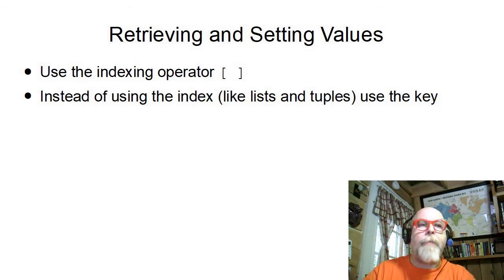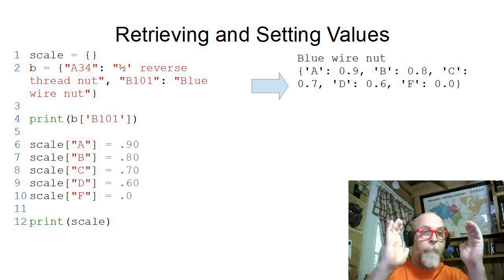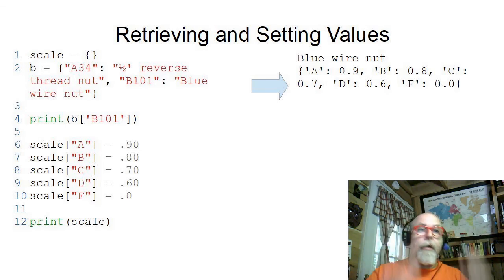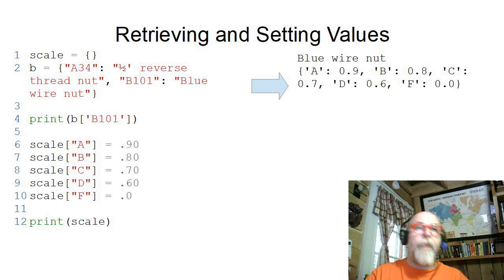Let's look at an example. On line 1, I create a dictionary called scale. On line 2, I create a dictionary called B and assign it a whole bunch of values. On line 4, by saying B bracket quote B101 quote, it finds the key B101 and returns the value, and it printed blue wire nut for me. So it worked like a charm.